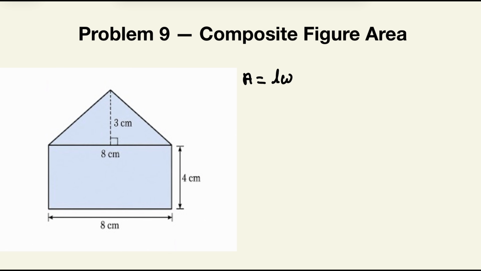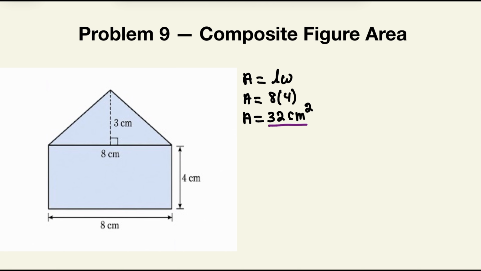So let's plug those in. So area equals the length, which is given to us as 8, times the width of 4. So that means that the area for the rectangle is 32 squared centimeters.